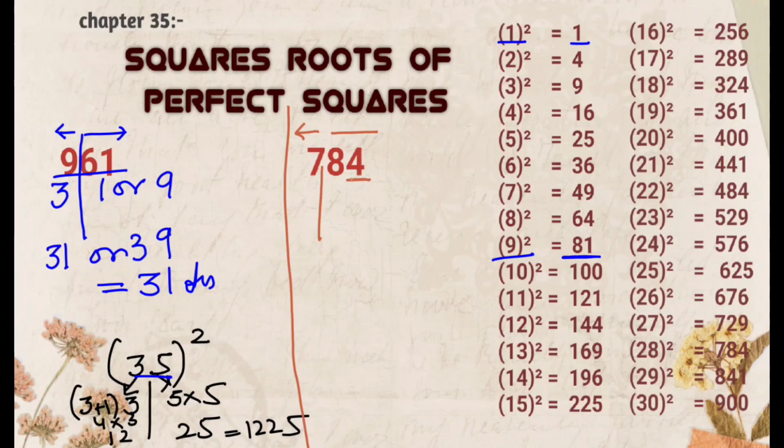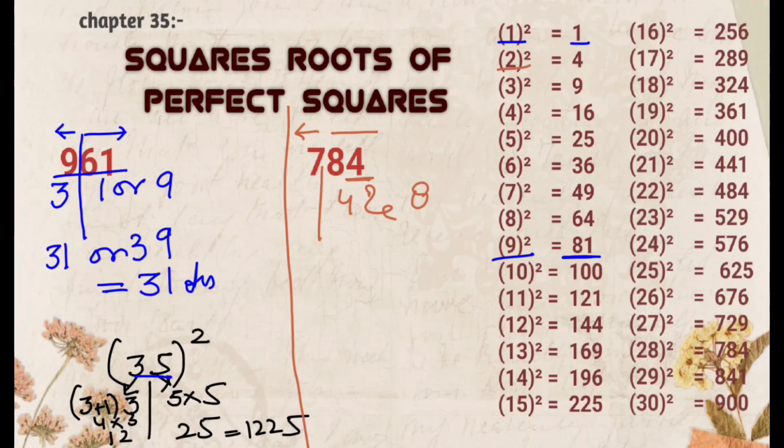Now in the second partition we have 84. We have to check the numbers whose squares end in 4. So we get 2 squared, which is 4, and 8 squared, which is 64. So we get two numbers, 2 and 8, in the second partition. Now in the first partition we have 7.